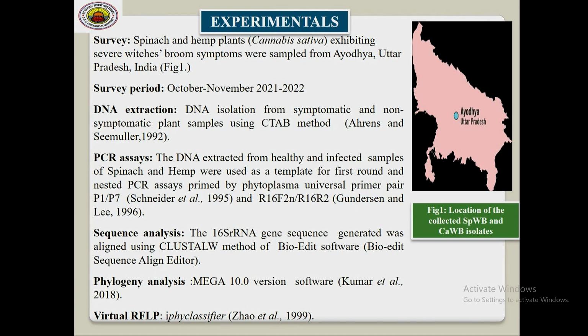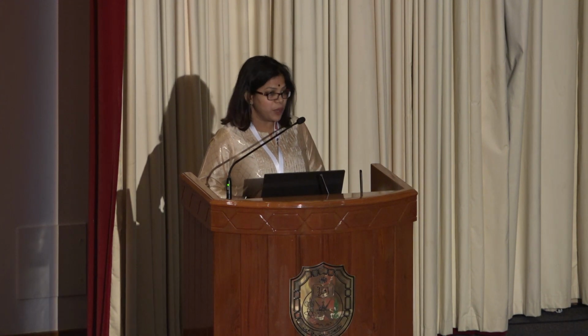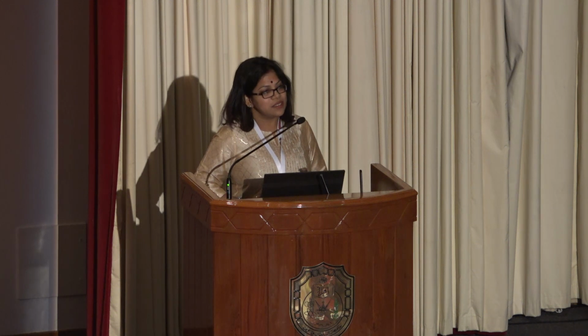Now, experimentals: samples of spinach and hemp, that is Cannabis sativa, that showed symptoms of witch's broom were sampled from the Ayodhya region of Uttar Pradesh, India, during October-November 2021 to 2022. The collected samples were analyzed through PCR analysis, and then sequence analysis and phylogenetic study were performed, and virtual RFLP was attempted to characterize the phytoplasma.